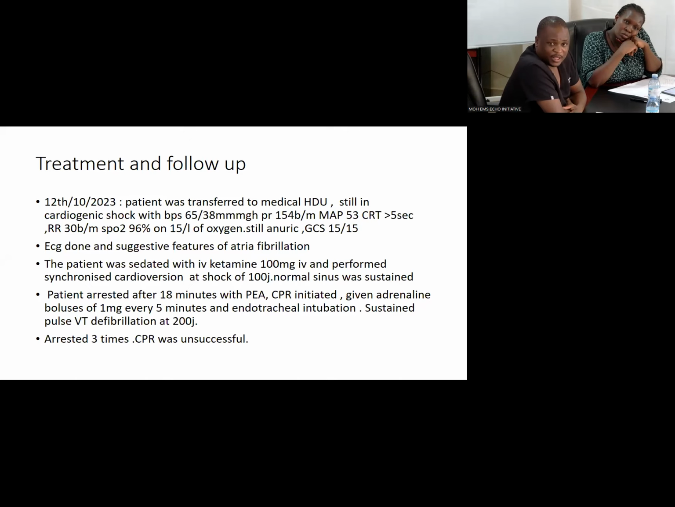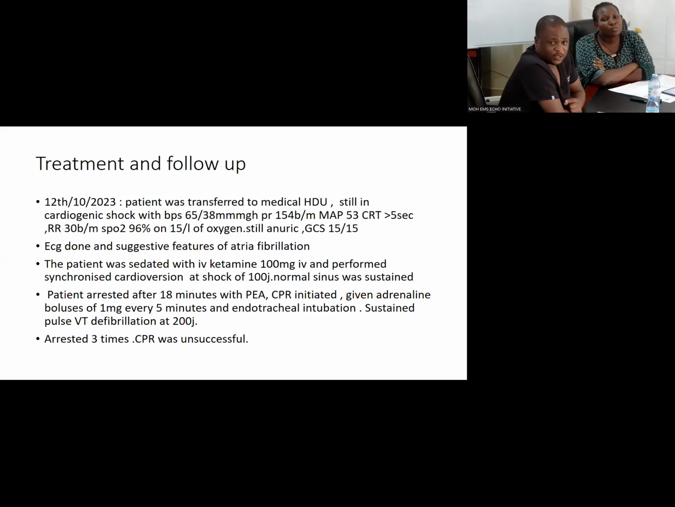She had tachycardia of 154 beats per minute, reduced volume and irregular. Still having a low MAP, low arterial pressure of 53 millimeters of mercury. The capillary refill was delayed for more than 5 seconds. She was tachypneic at 30 breaths per minute. She was saturating at 96% on a non-rebreather mask at 15 liters of oxygen. She was fully conscious with a GCS of 15.